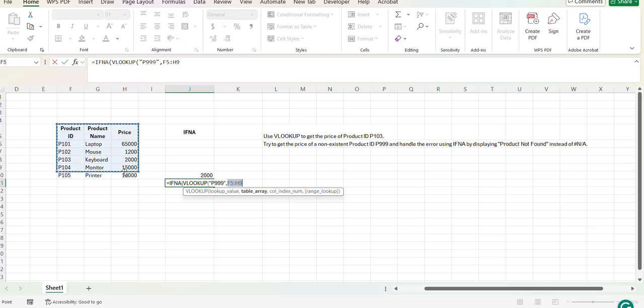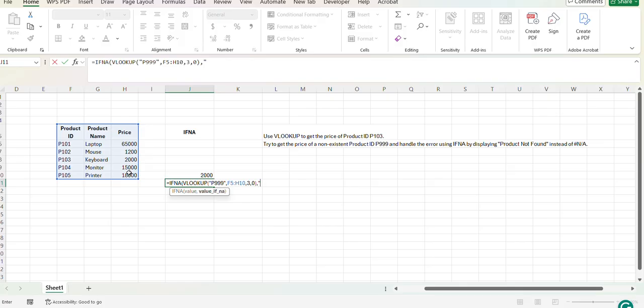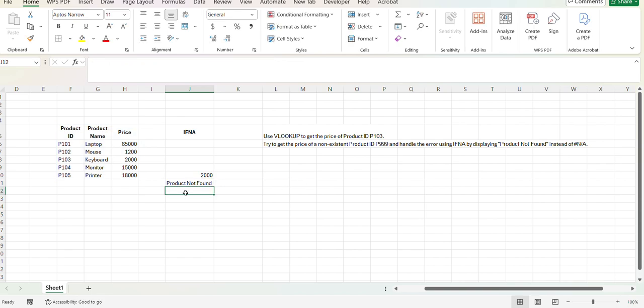table array, and then column number 3 for the price, then exact match. Then if it's not found, then write product not found. If I do not write product not found, like if I do not use IFNA, then this N/A should be displayed. Yeah, so product not found.